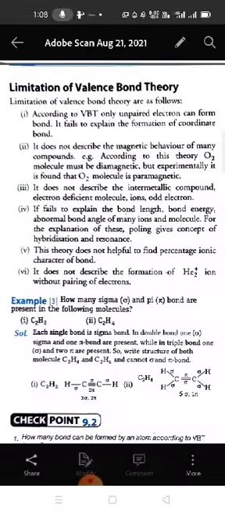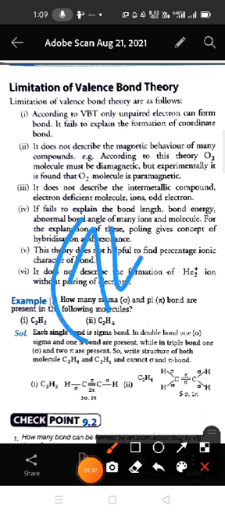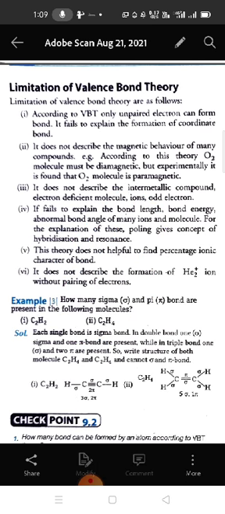Now the limitations of valence bond theory. The first limitation is that according to VBT, or valence bond theory, only unpaired electrons can form a bond, so it fails to explain the formation of coordinate bonds. The second limitation is that it does not describe the magnetic behavior of many compounds, like the paramagnetic and diamagnetic character of molecules.